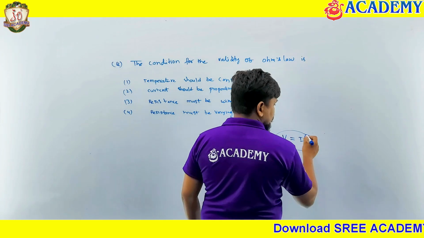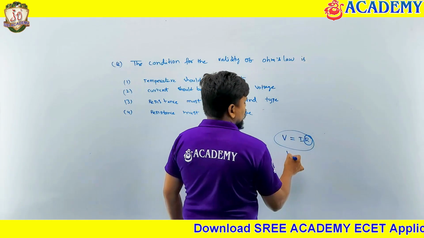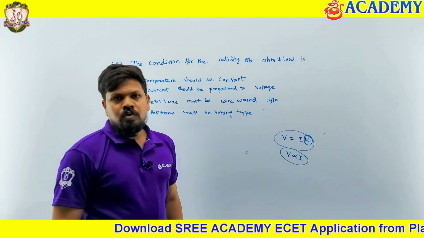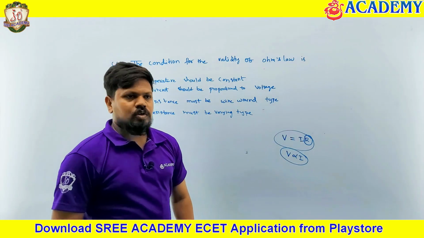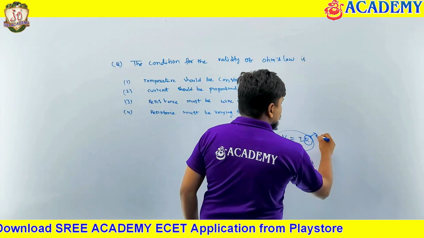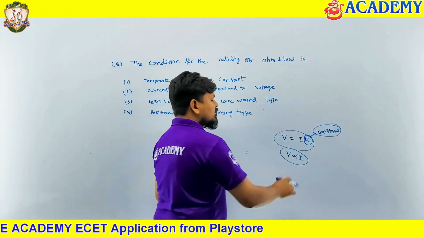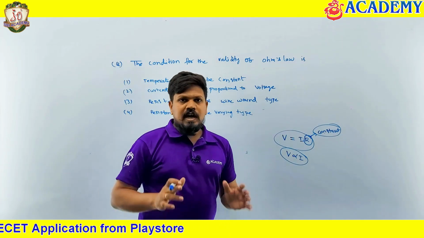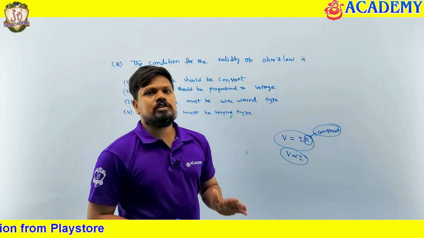If resistance is constant, voltage is proportional to current, otherwise current is proportional to voltage. Whether V is proportional to I or I proportional to V is the same thing. For that, resistance must be constant. That means resistance should not vary. To satisfy Ohm's law, the resistance value should not be varying. So that is the answer.